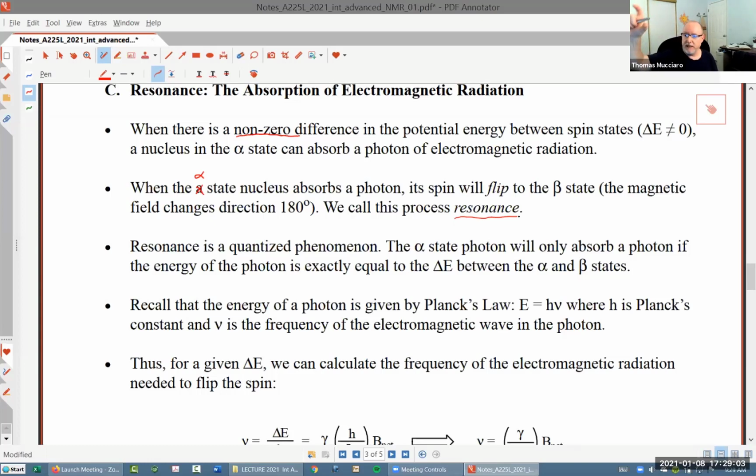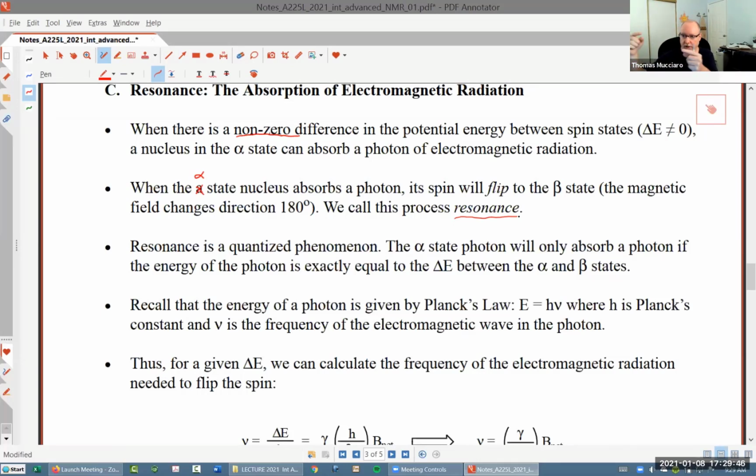But yes, let's say you had A, pointing this way. It flipped over to B, so its energy went from here up to there. Here's the energy of alpha, here's the energy of beta. Eventually, that beta nucleus could flip back over, and when it does, it's going to fall back down to the alpha potential energy. But that energy has to go somewhere. Where that energy goes is that the nucleus lets go of a photon, and the photon comes back out of the sample.